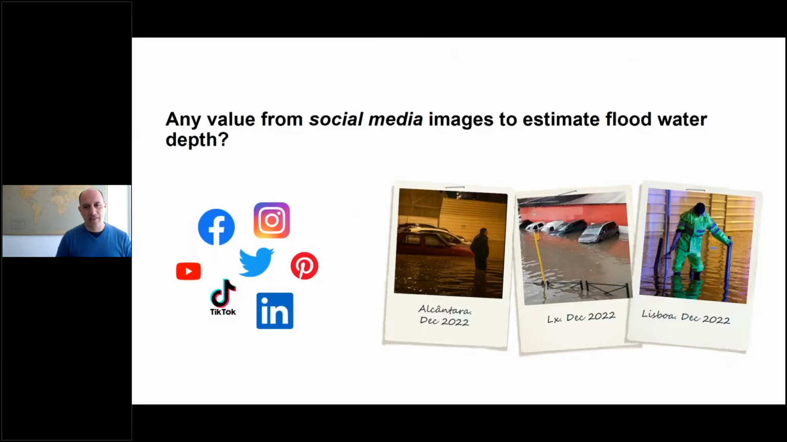So the question that we tried to answer was: is there any value in social media images to estimate floodwater depth? And these 3 images, for example, are images from a flood event that happened in Lisbon, in Portugal, in December 2022. And as we can see, although it happened during the night, we still get some photos taken by people during the night.